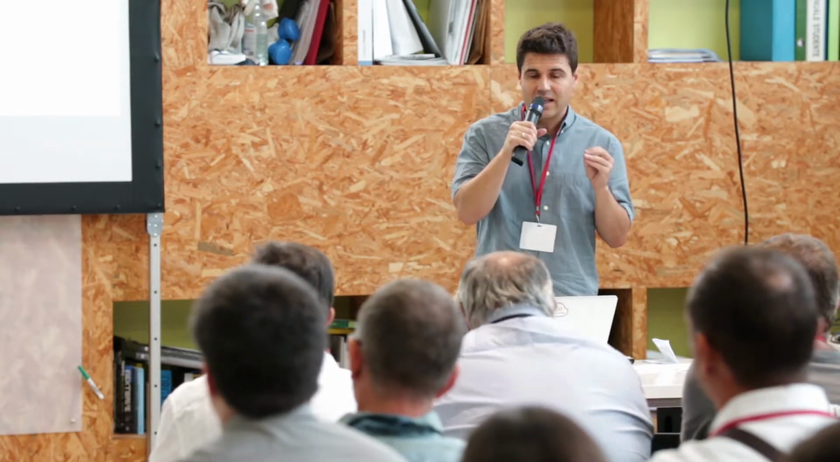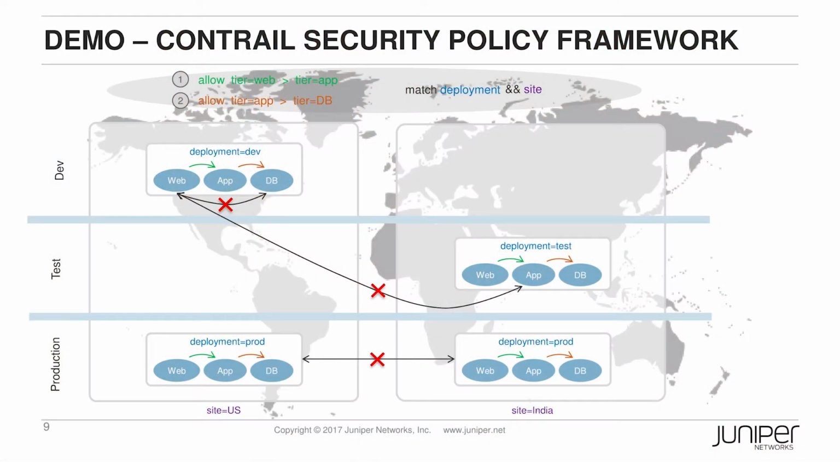But we are going to do it in a very easy way. This is the policy that we need to apply. It's very simple. So we are saying we allow traffic from web tier to app tier. We allow traffic from the app tier to the database tier, and the deployment and site must match.